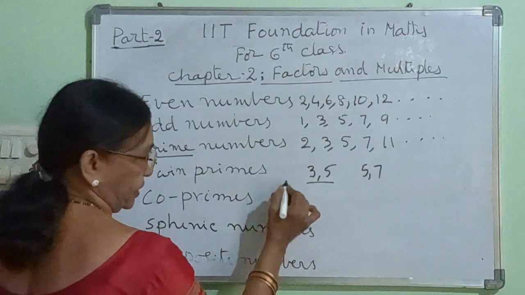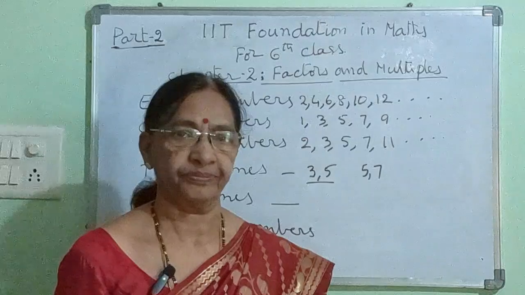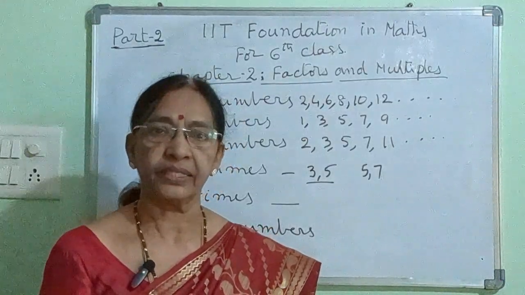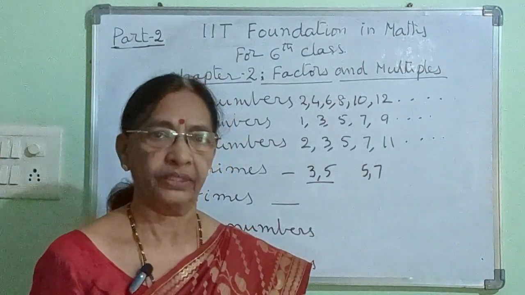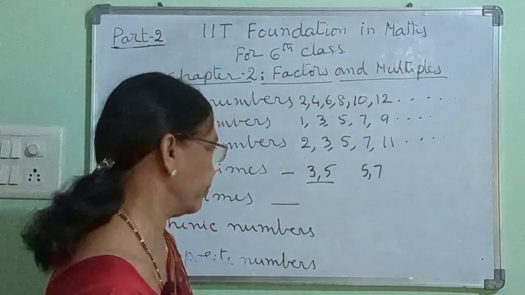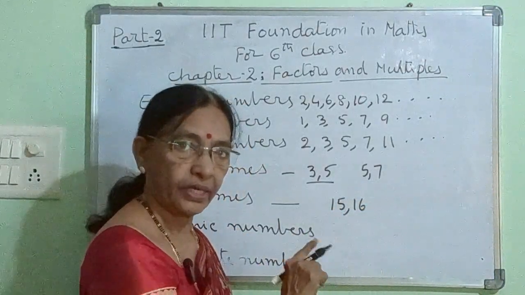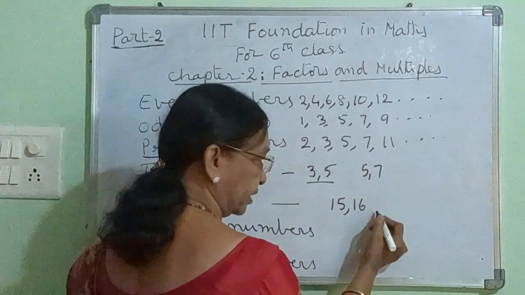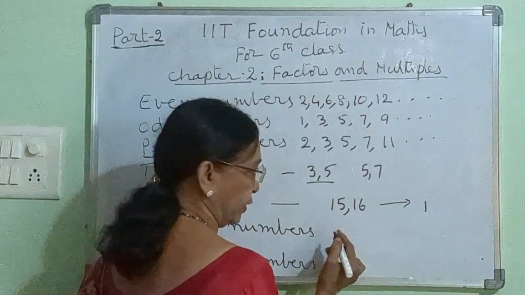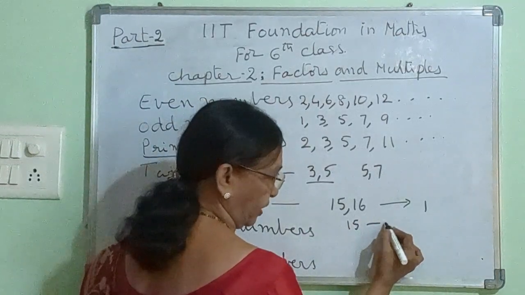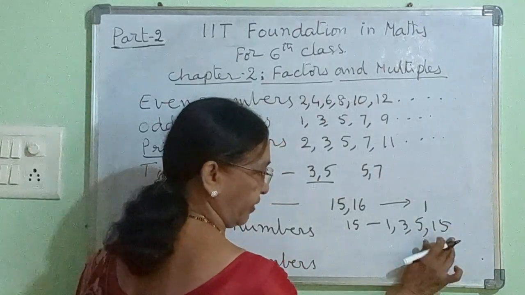Next, co-primes. Co-primes are two successive numbers whose difference is 1 and they don't have any common factor except 1. For example, 15 and 16. Two successive numbers, difference is 1, and their common factor is only 1. They don't have any other common factor. The factors of 15 are 1, 3, 5 and 15.